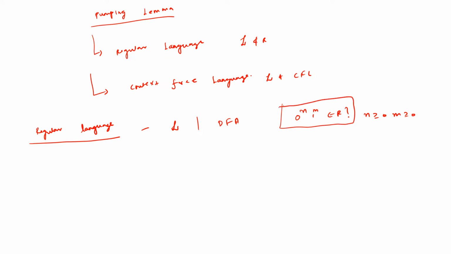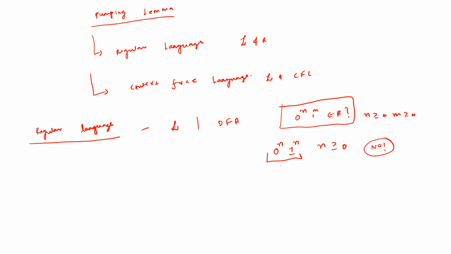But let me give you one more language, 0 power n, 1 power n, n greater than or equal to 0. Is it possible to construct a DFA for this language? No, right? Maybe he's saying no based on his intuition, that we cannot construct a DFA with finite states that will accept this language.